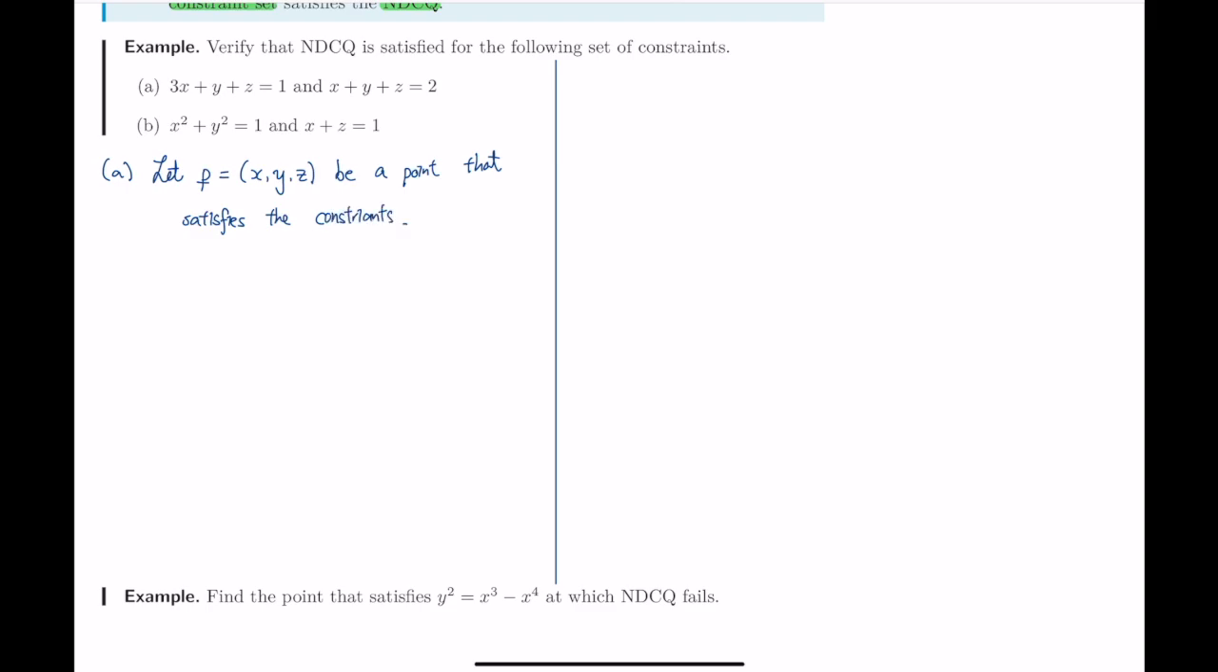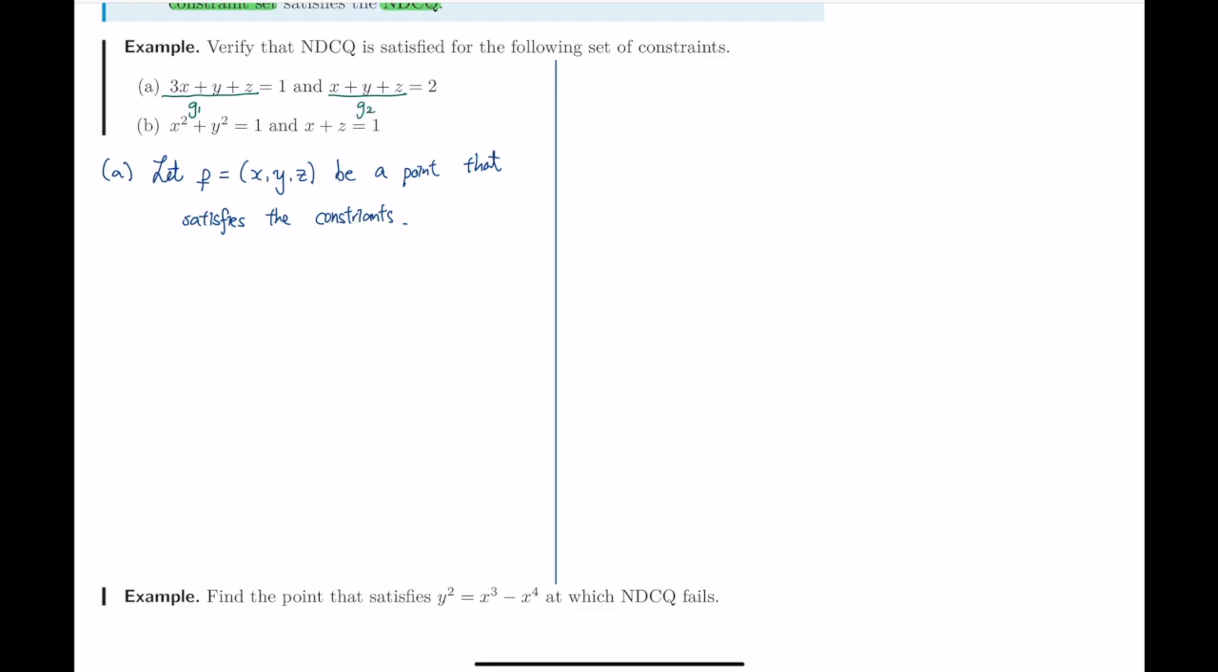So I didn't do anything, okay? I didn't do anything. I just pick a point that satisfies the constraint. I need to make sure that this point will satisfy the NDCQ, okay? But to do that, let me give the constraint names. So for example, this one, I call it G1, okay? And this one, I call it G2.